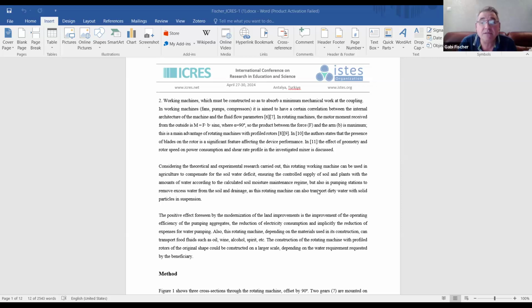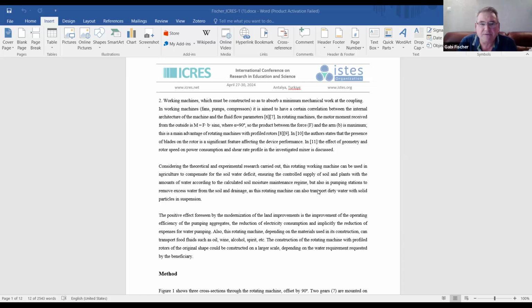Okay. Considering the theoretical and experimental research carried out, this rotating working machine can be used in agriculture to compensate for the soil water deficit, ensuring the controlled supply of soil and plants with the amount of water according to the calculated soil moisture maintenance regime, but also in pumping stations to remove excess water from the soil and drainage, as this rotating machine can also transport dirty water with solid particles in suspension.